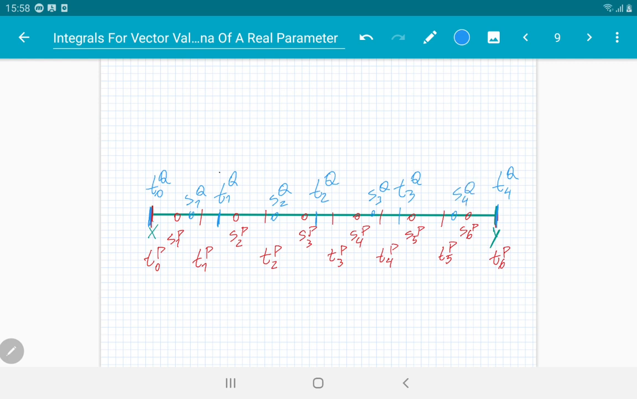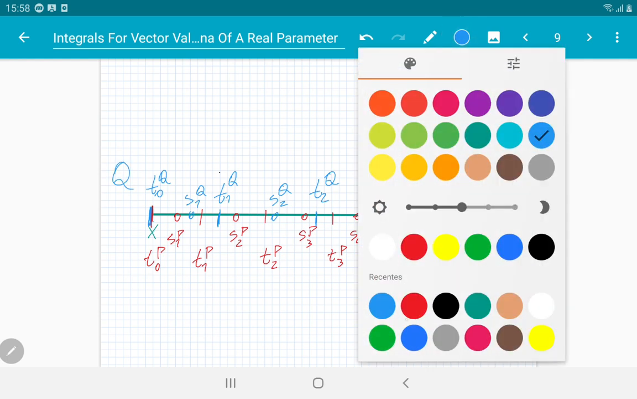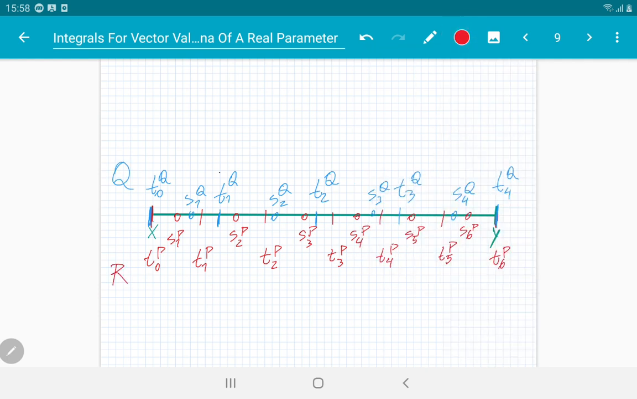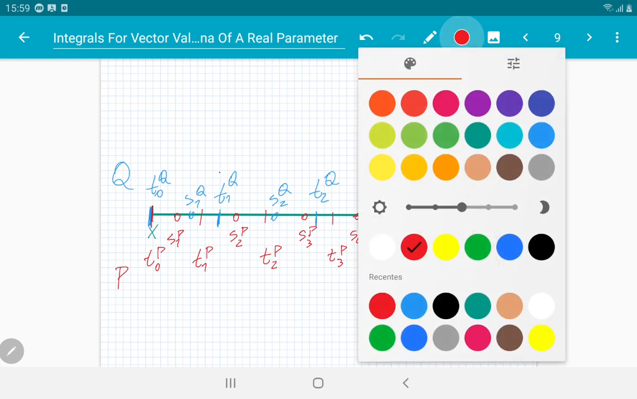S4Q is a point in the fourth interval. So again, this is Q, this is R, and, sorry, this is P. And what is partition R? Well, it's actually quite simple.